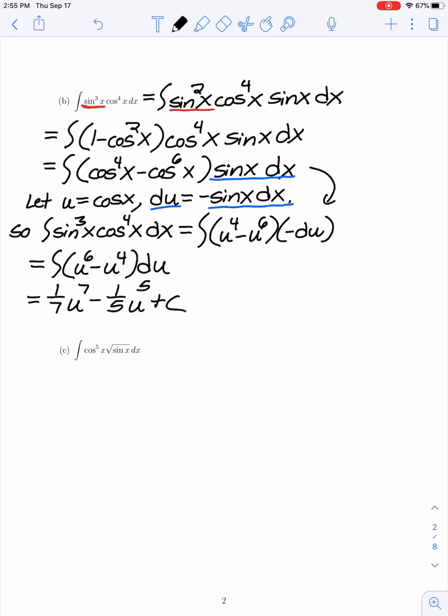Or to get my answer in terms of x, I'm going to take u, which was equal to cosine of x, and substitute back into this answer. So we have 1/7 cosine x to the seventh minus 1/5 cosine x to the fifth plus c.